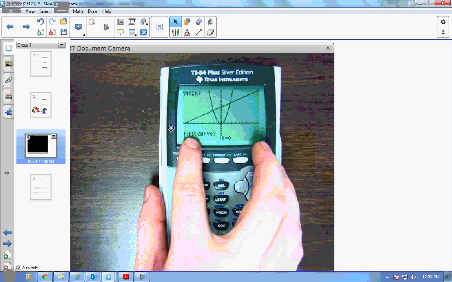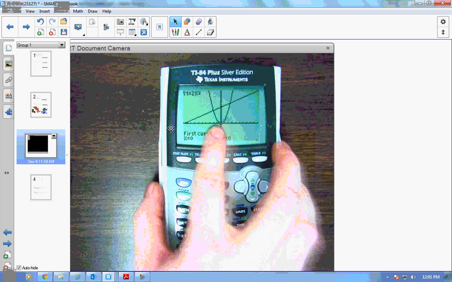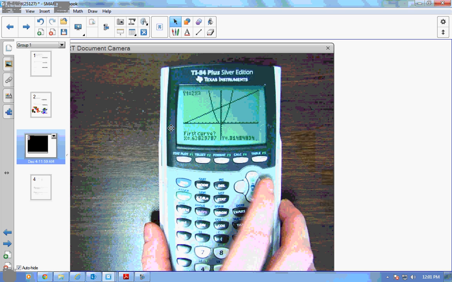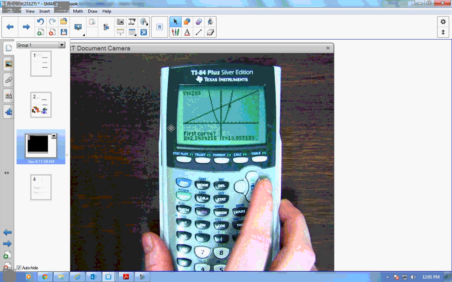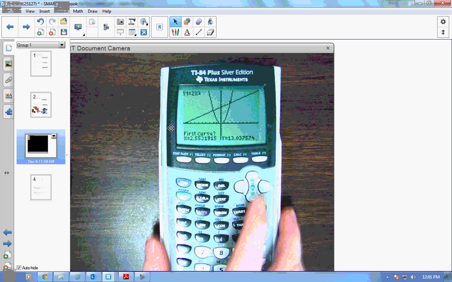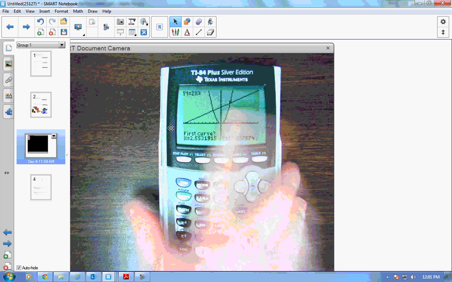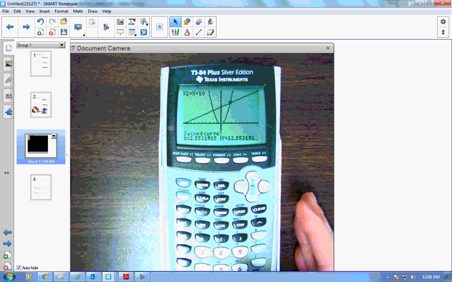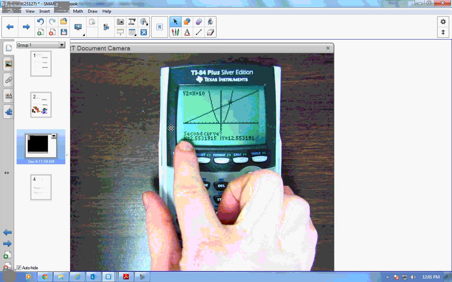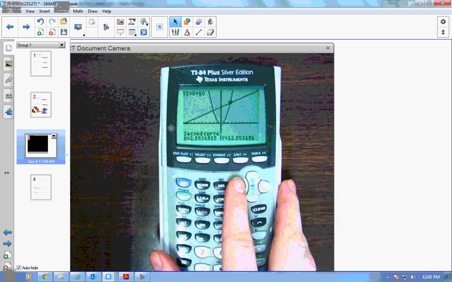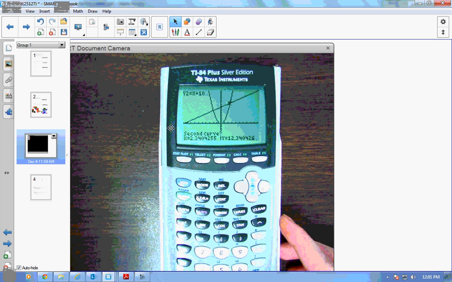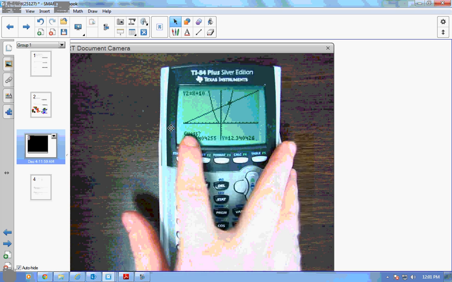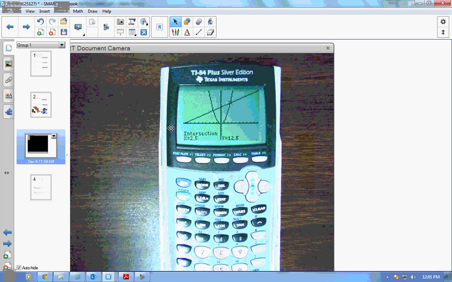At the bottom of your screen it says first curve, and we have this blinking little bug. I'm going to arrow it over until I get as close as possible to that intersection. Once I'm as close as possible, I'm going to hit enter. My calculator then says second curve. So sometimes you have to adjust a little bit because the second curve means that now I'm on the line. So you want to get as close as possible to that intersection, hit enter, and then it says guess, hit enter for a third time.